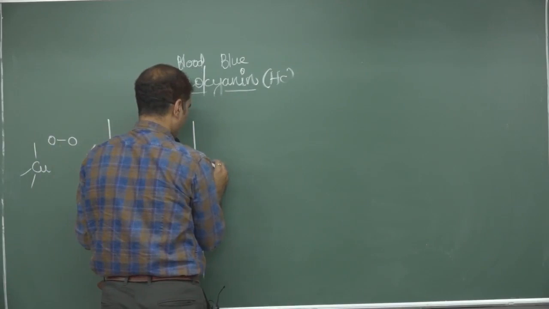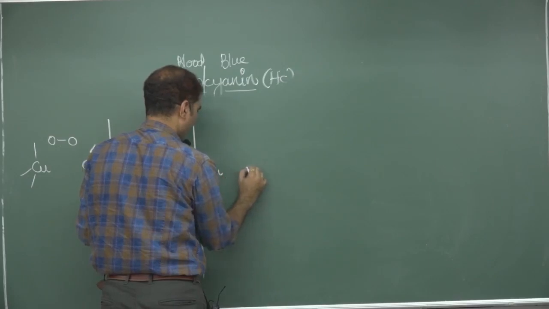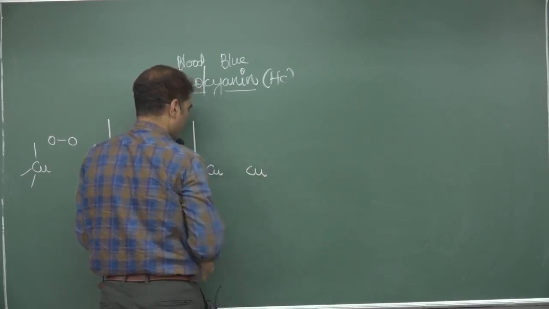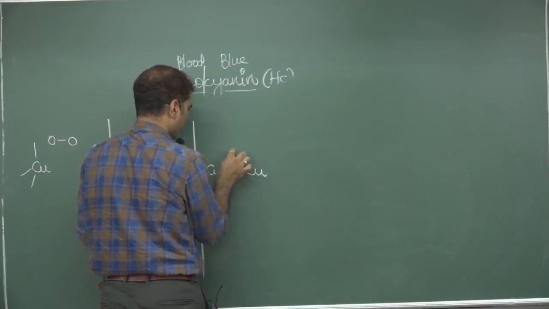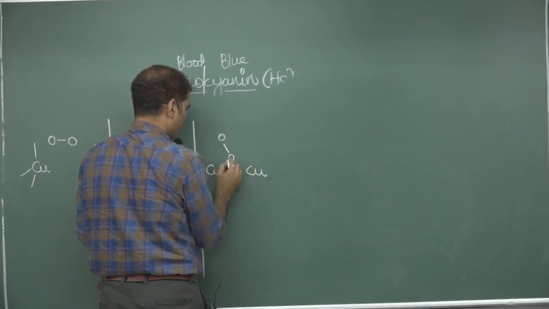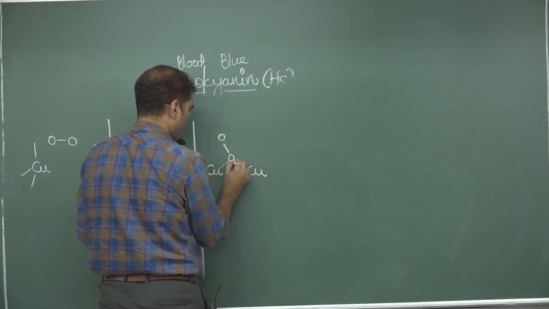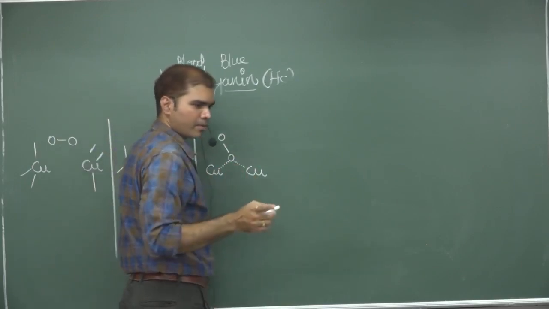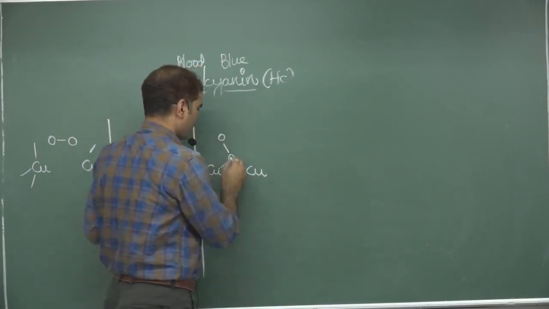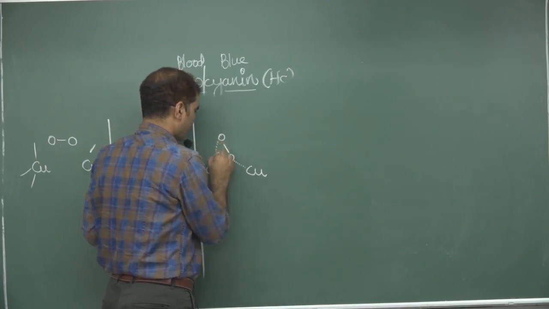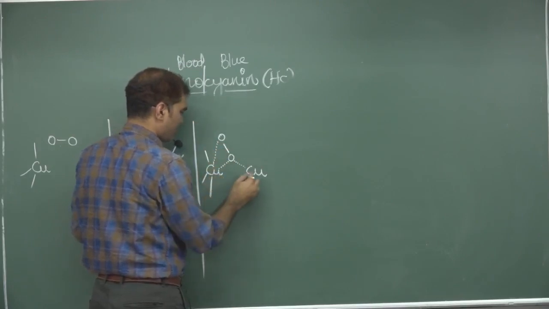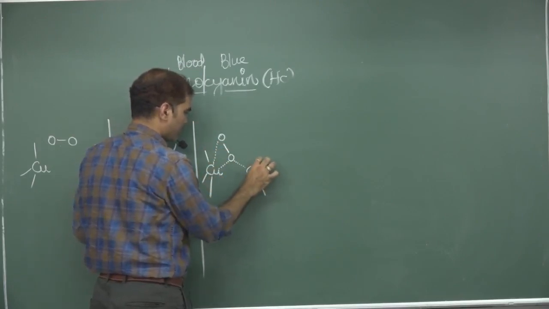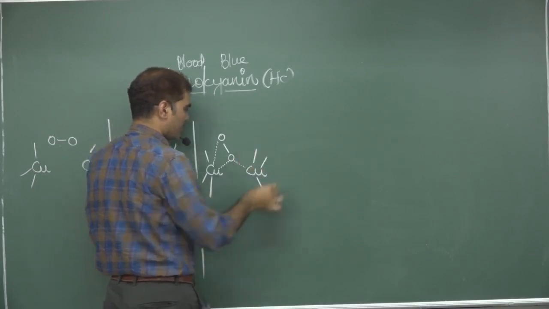Next, each copper is in +1 oxidation state. Deoxy is +1. I am giving about oxy. Oxy is +2. Deoxy we have completed. +2 oxidation state. Okay, so that is about geometrical aspects.